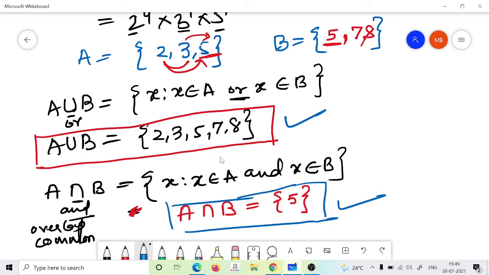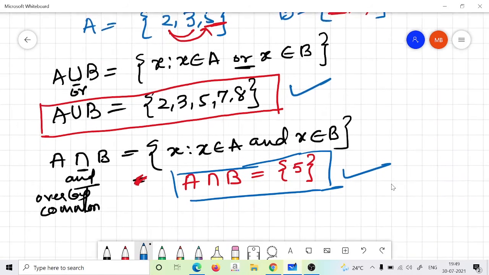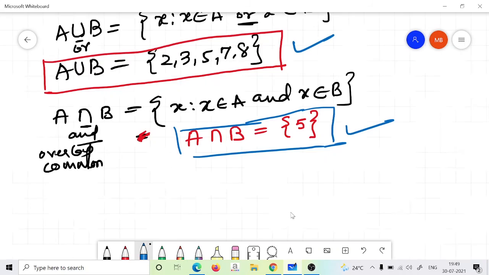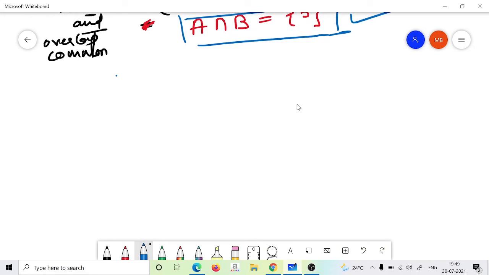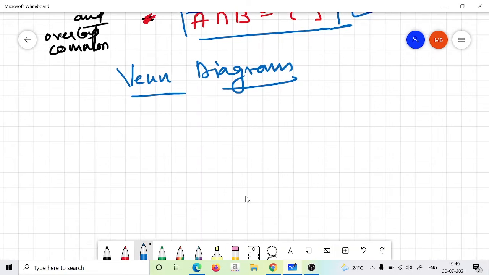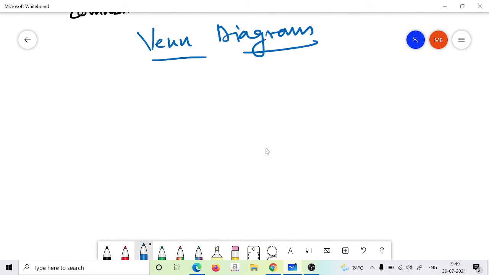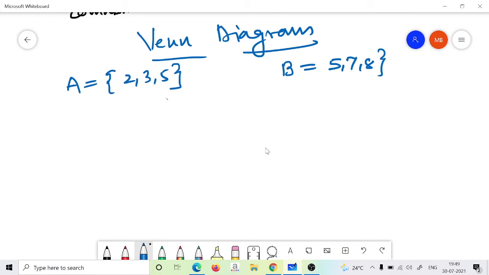Now we can also represent this information through pictorial representations, also known as Venn diagrams. Venn diagrams are most times easy to understand. Math being a very abstract subject, these pictorial representations sometimes help us to understand it easier. So since we are talking about A and B, let us take the same A and B from the previous question. So our A was 2, 3, 5 and B is 5, 7 and 8.